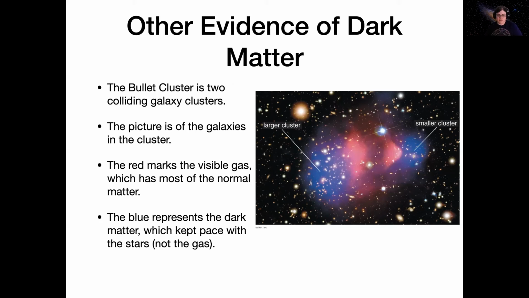So the red is telling us where 80 or 90% of the visible mass is. But that doesn't match up with where the total mass is. There's a bunch of invisible mass that's moving with the galaxies rather than with the gas.